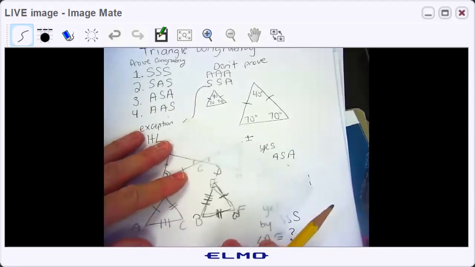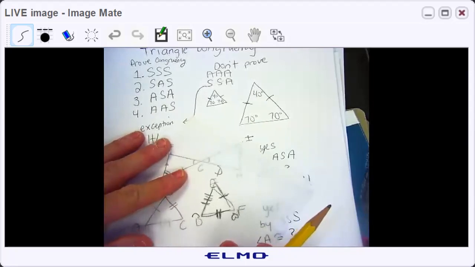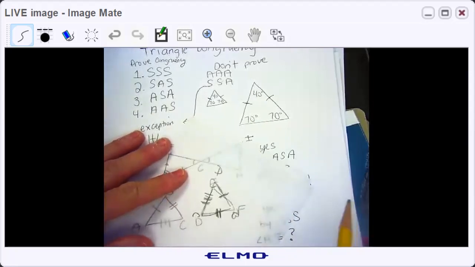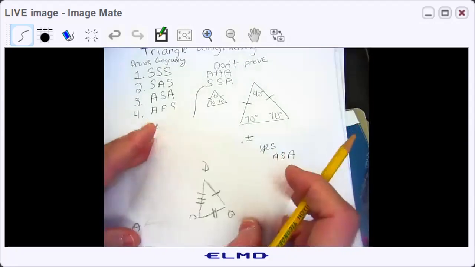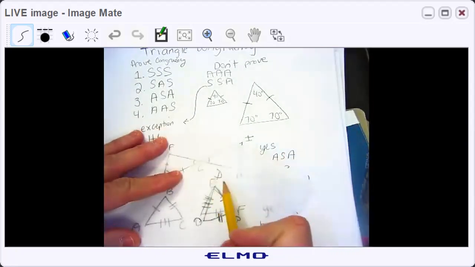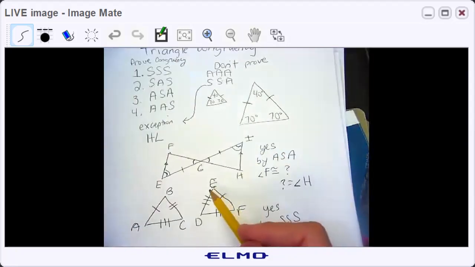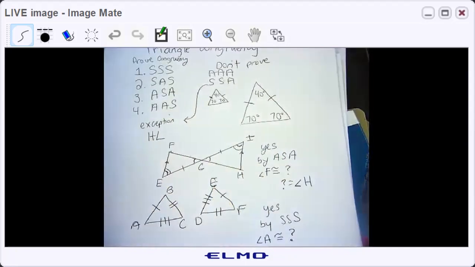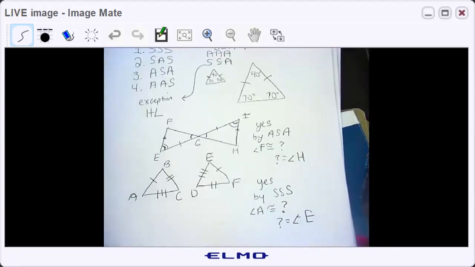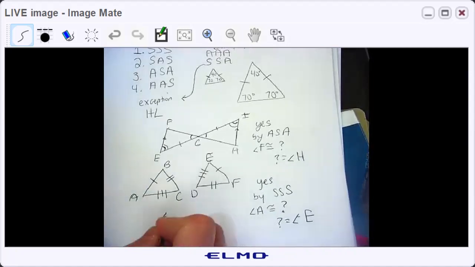So that's how it would match back up. We're looking to see what A matched up with. So A's up here at the top. So A would go with E. So A matches with angle E. Okay, let's look at another one.